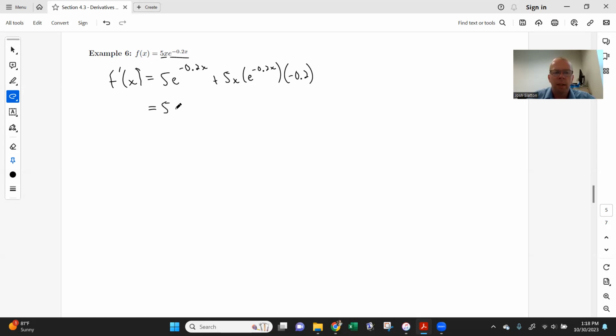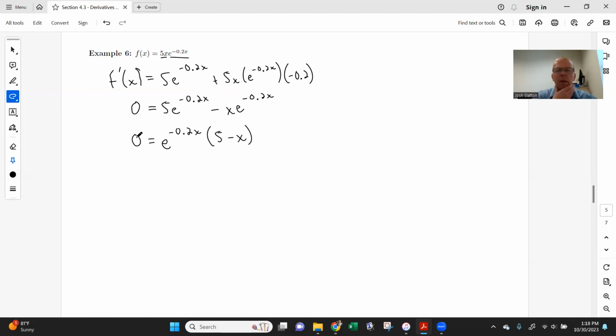And then we can simplify this a little bit. 5 times negative 0.2 is just negative 1. So this will be minus x e to the negative 0.2x. And we're setting this equal to 0. And so what we can do is factor out the e to the negative 0.2x, which I forgot the x right there. So factor that out. And we're left with 5 minus x, and that is equal to 0.